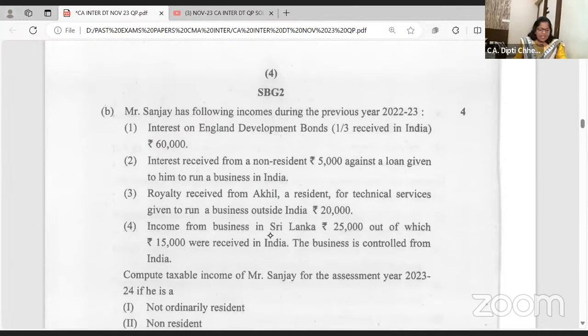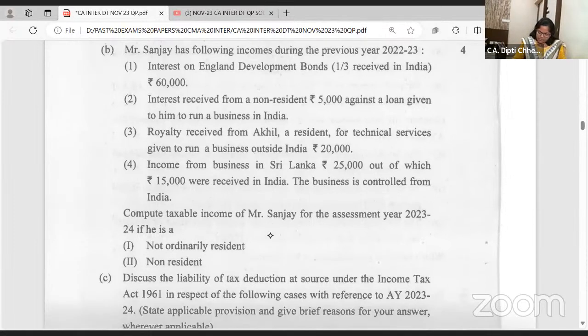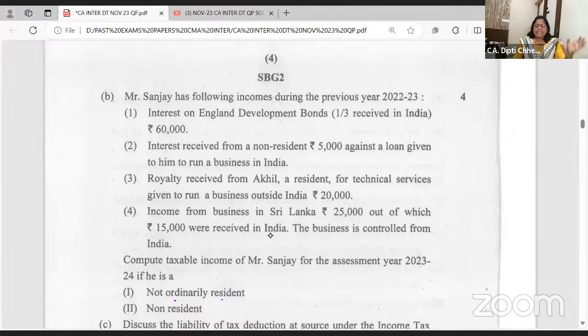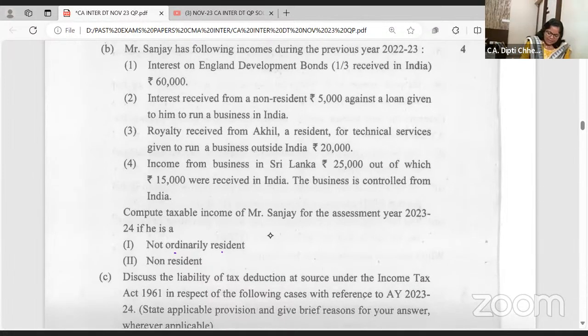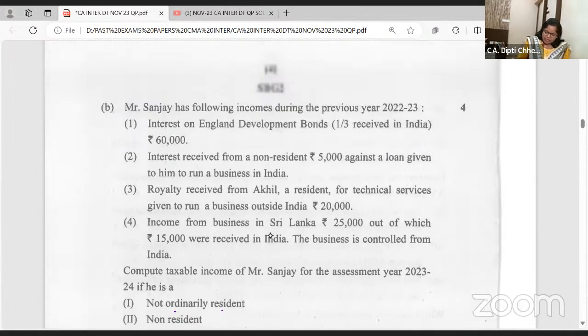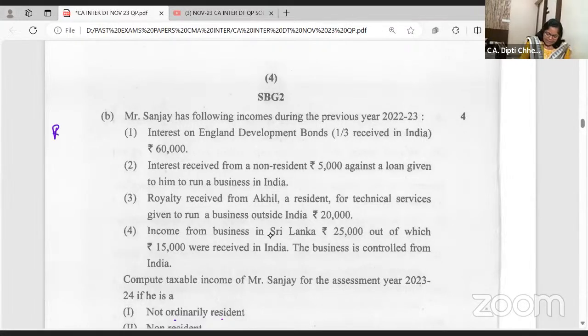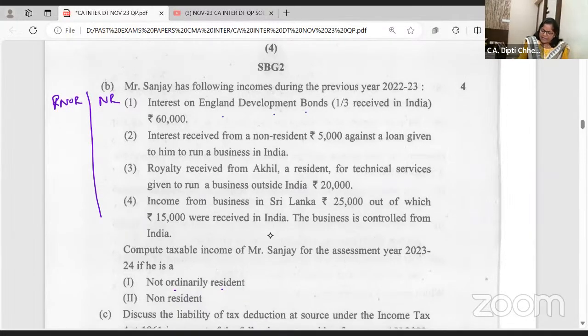Chalo. Sanjay has the following income. This is also residential status. Compute the income of Sanjay, not ordinary resident and non-resident. Dipti ma'am taught you to make 3 columns. But in the exam, if they have asked for 2 columns, make 2 columns, don't do extra. So we will make the first column for resident but not ordinary resident, and the second column for non-resident. Interest on England development bonds, 1/3 is received in India.